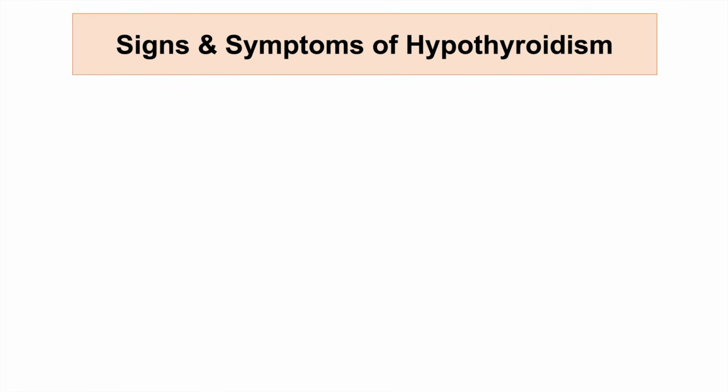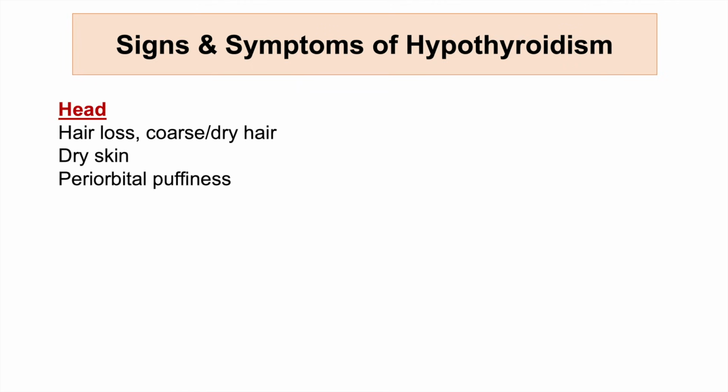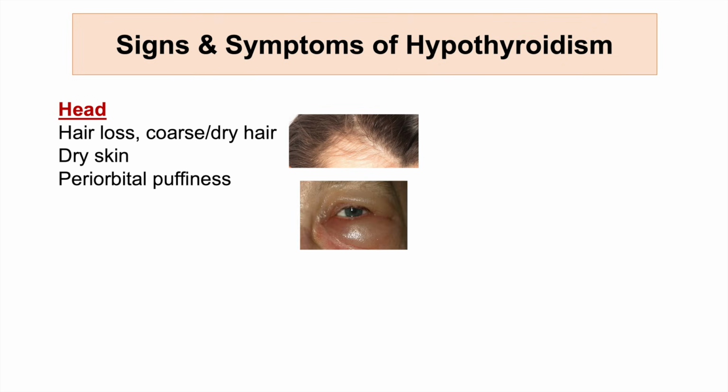Hashimoto's essentially presents with signs and symptoms of hypothyroidism. And the thyroid gland, as we mentioned before, produces T4 and T3, which are responsible for mentation, movement, and metabolism. So all of these are going to be reduced in function. So if we were to take a broad look at a patient with signs and symptoms of hypothyroidism, they're going to have hair loss, they're going to have coarse and dry hair, they're going to have dry skin, and they're going to have periorbital puffiness.